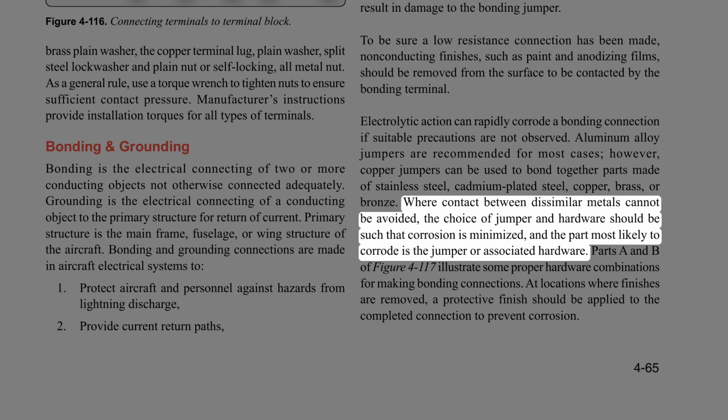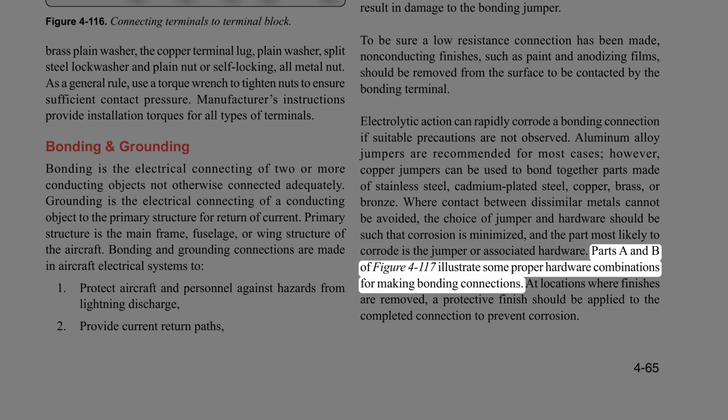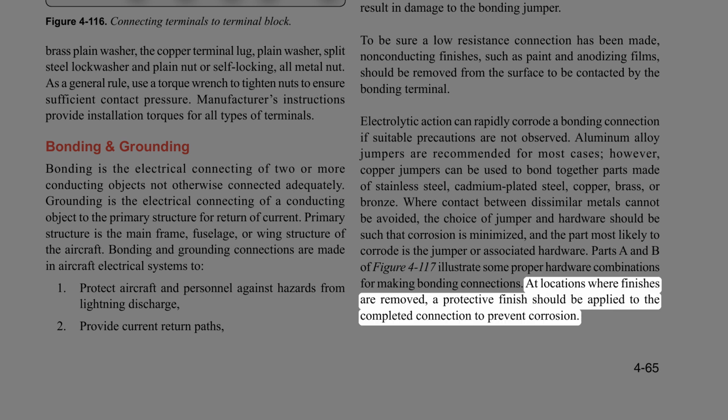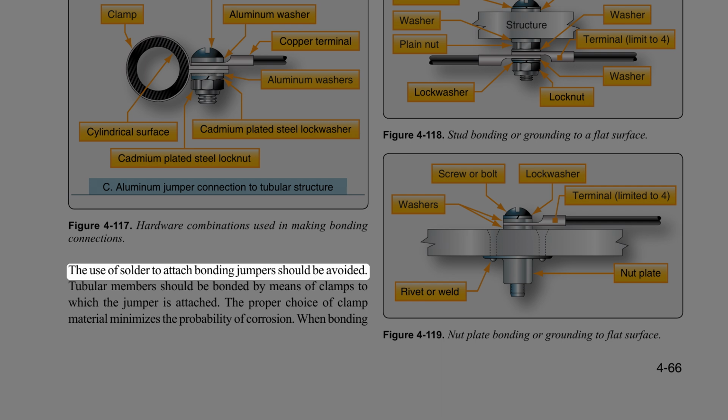Where contact between dissimilar metals cannot be avoided, the choice of jumper and hardware should be such that corrosion is minimized, and the part most likely to corrode is the jumper or associated hardware. Parts A and B of Figure 4-117 illustrate some proper hardware combinations for making bonding connections. At locations where finishes are removed, a protective finish should be applied to the completed connection to prevent corrosion. The use of solder to attach bonding jumpers should be avoided.